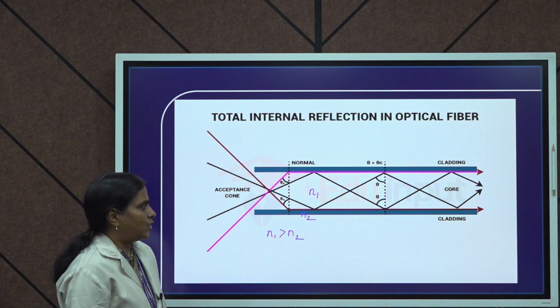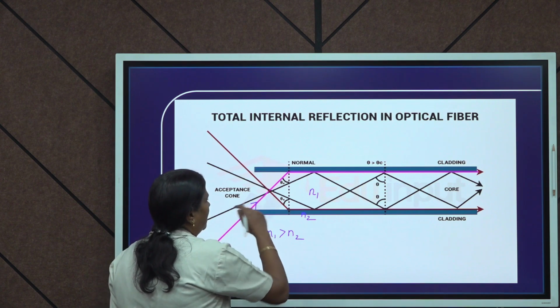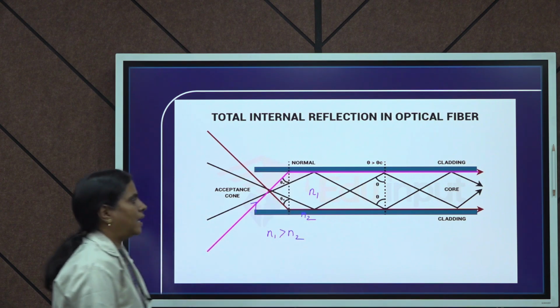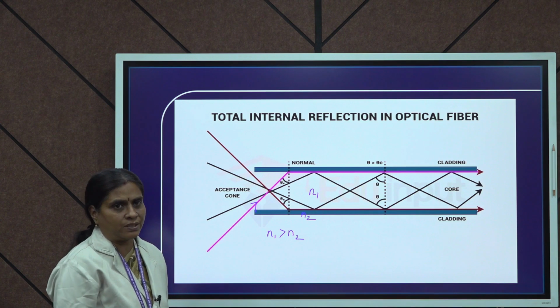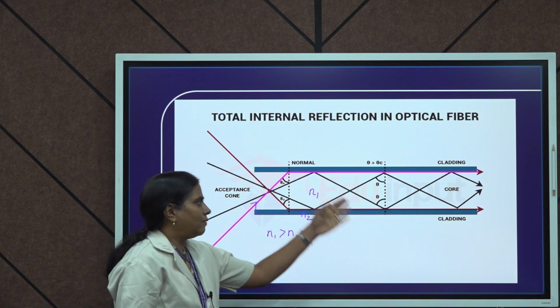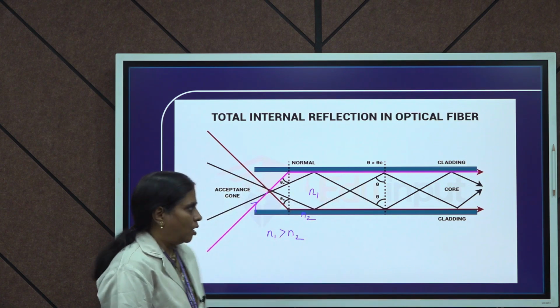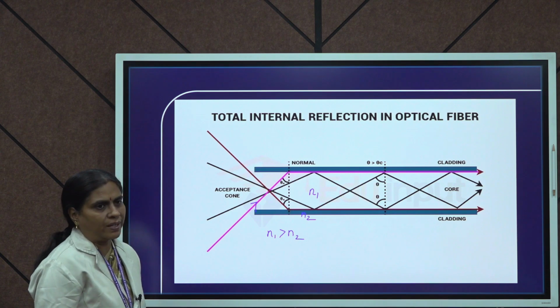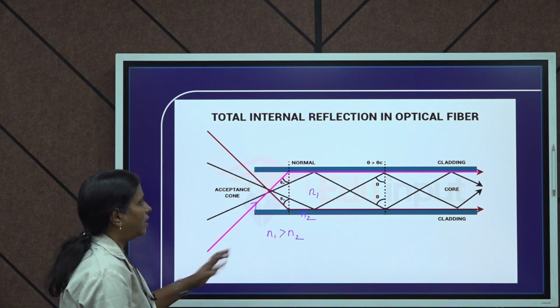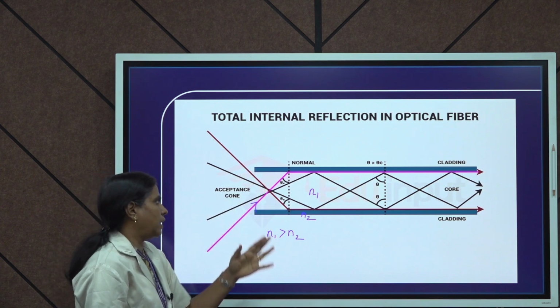And the second condition is the angle of incidence. The angle of incidence must be greater than the critical angle. If both the conditions are satisfied, the light gets totally internally reflected within the optical fiber core. If the conditions are not satisfied, the light cannot undergo total internal reflection, and some part of dispersion can occur.